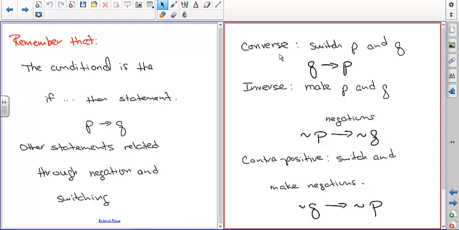Now the next one is the inverse, and we don't switch the order, but we make them both negations. So instead of if P then Q, it's going to be if not P then not Q. And again, if the conditional is a true statement, sometimes the inverse is a true statement, but not always.